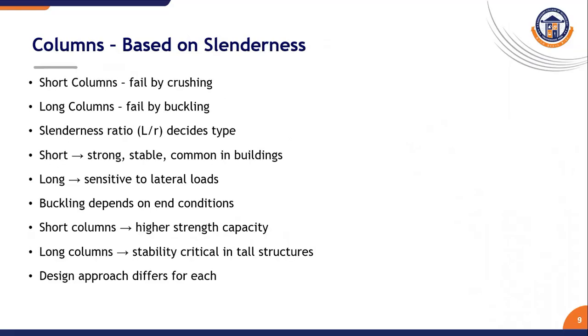Column based on slenderness. Slenderness ratio plays a critical role in column behavior. Short columns, where the effective length to least radius of gyration ratio is less than 12, generally fail by crushing. Long columns with the ratio greater than 12 fail by buckling. The buckling load depends on the effective length and the end conditions. In practice, short columns are more common, but long columns appear in tall structures and towers. IS 456 specifies the effective length factor to help account for end conditions in design.